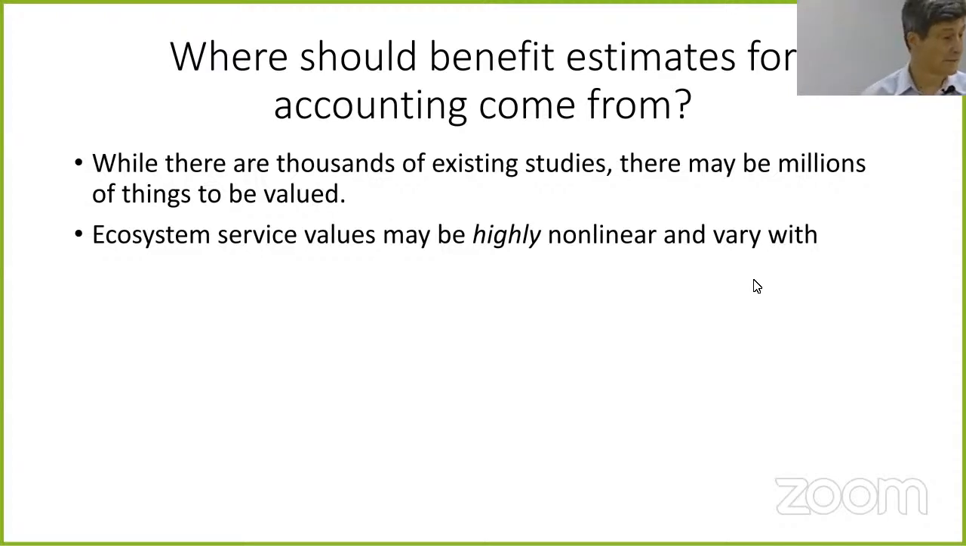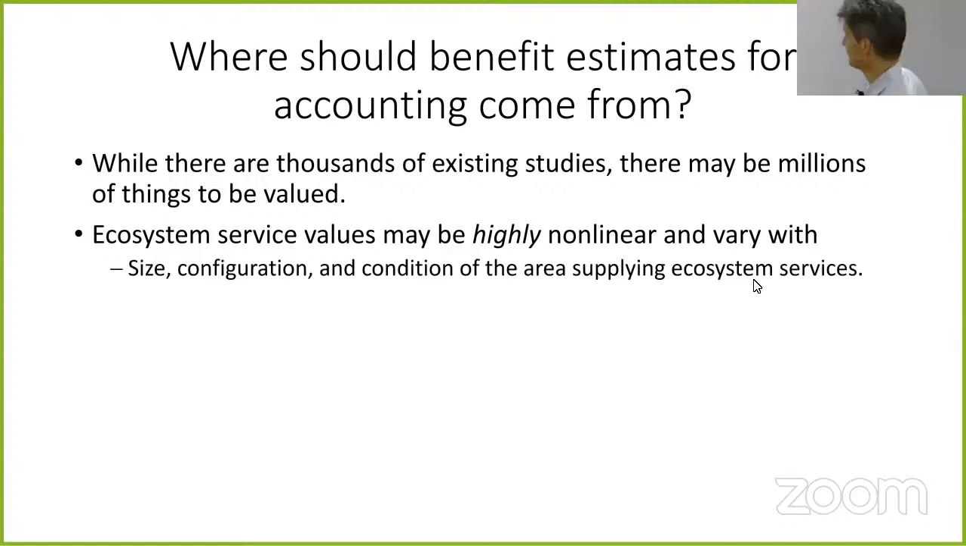But we've learned some things about the characteristics of these studies. Values are going to be highly nonlinear, typically. As the area of an ecosystem providing a service expands, the marginal value of the service is typically going to go down considerably, for the reasons we've talked about. Conversely, as the area of natural habitat contracts, the value of services may go up. But the takeaway point is that the value of a service is going to depend critically on the size of the habitat providing it. Again, nothing more or less than the diamonds and water principle.